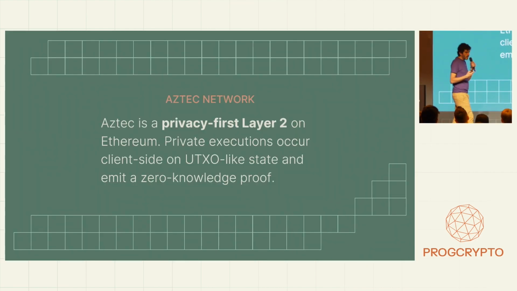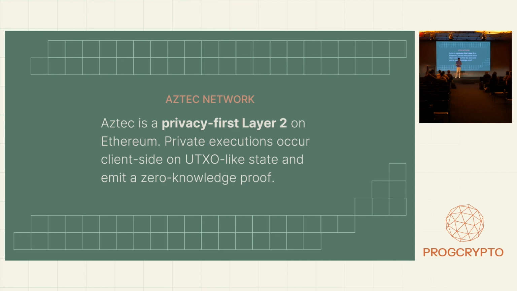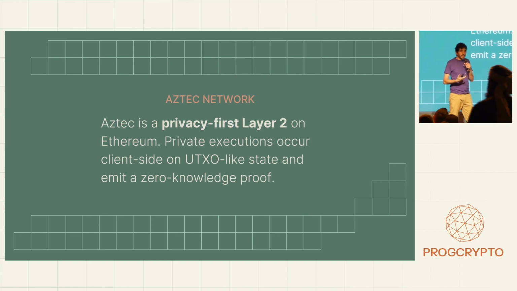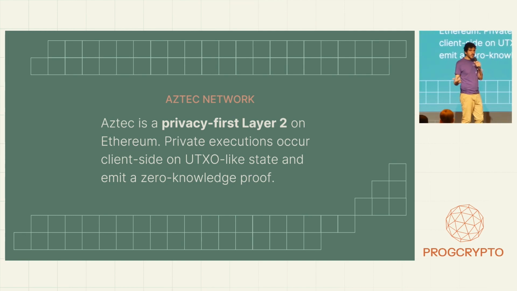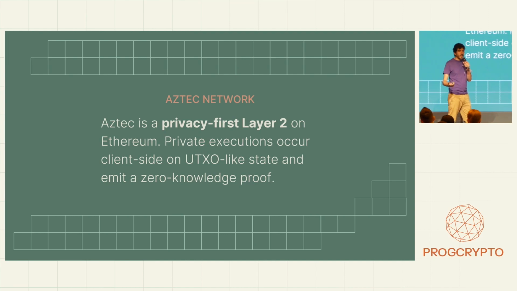But first, let's talk very, very briefly about what I mean when I say a private network, in particular, the Aztec network, which we're currently building. I'm talking about a private-first layer 2, in which private state is represented with a UTXO-like model, and executions happen client-side. In other words, a private transaction runs in the user's device and outputs a zero-knowledge proof, a snark, that proves the correct validity of it.